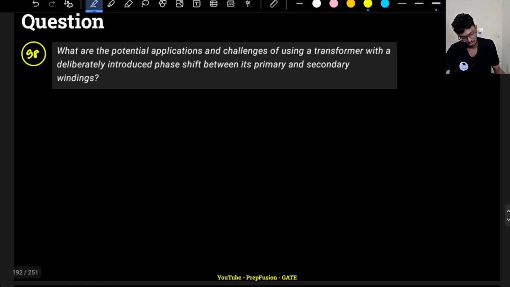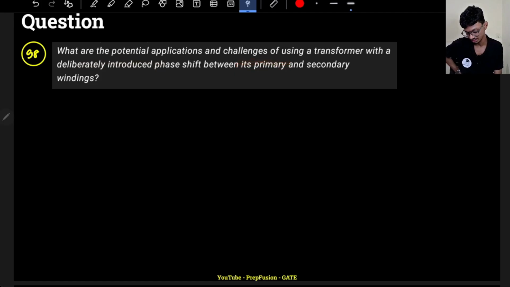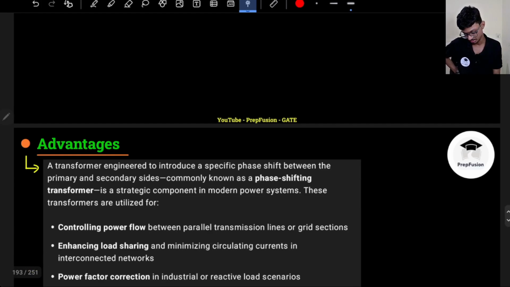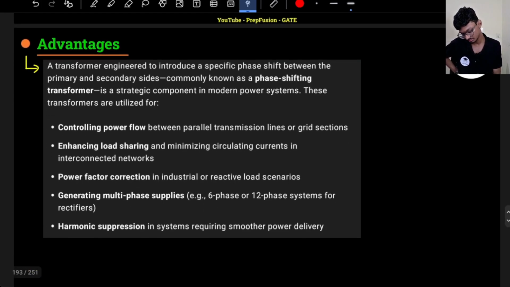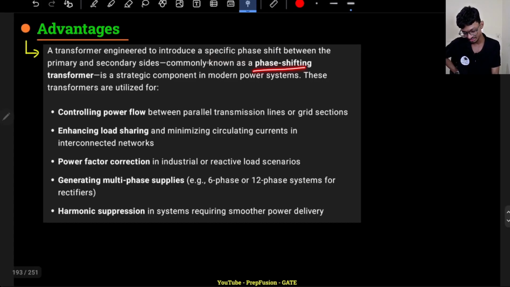Okay, now let's discuss few theoretical and interview questions. What are the potential applications and challenges of using a transformer that deliberately introduces phase shift between its primary and secondary? Okay, what are the problems and applications? So if a transformer is introduced to provide a specific phase shift between primary and secondary, it is used as a phase shifting transformer.